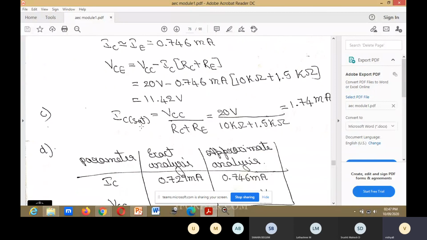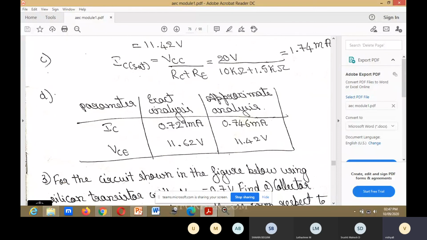You'll get 11.42 volts. IC saturation is equal to VCC divided by RC plus RE, which is 20 volts divided by 10 kilo ohm plus 1.5 kilo ohm. You'll get 1.74 milliamps as IC saturation. That is the parameter IC and VCE.